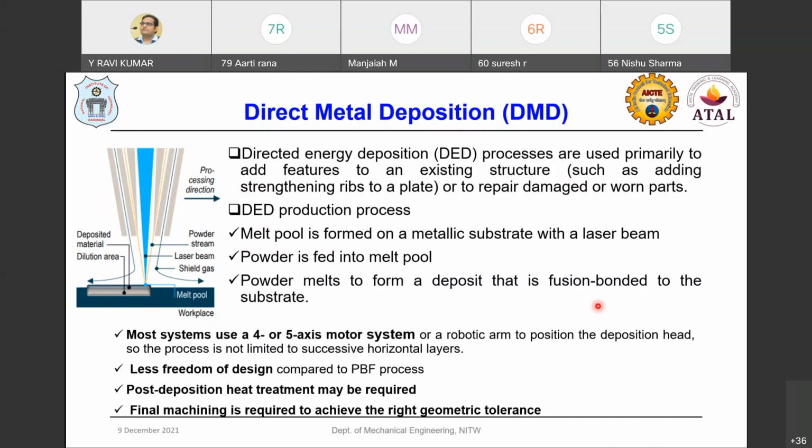Even post-deposition heat treatment may be required for these kinds of direct metal deposition fabricated parts. Even final machining is required to achieve the right geometrical tolerances, as well as to get the required surface finish or the required mechanical properties from these kinds of machines.